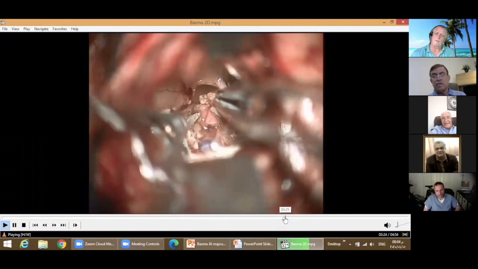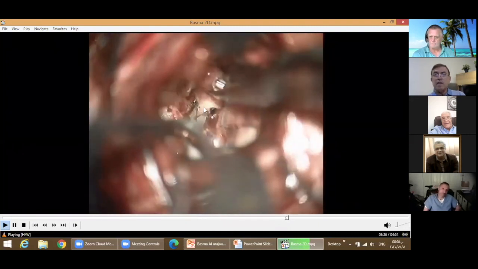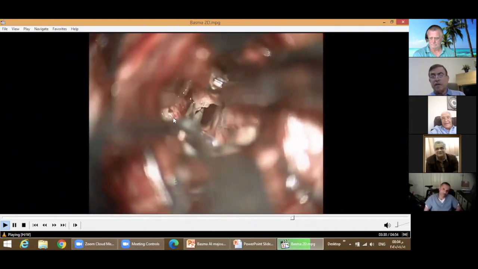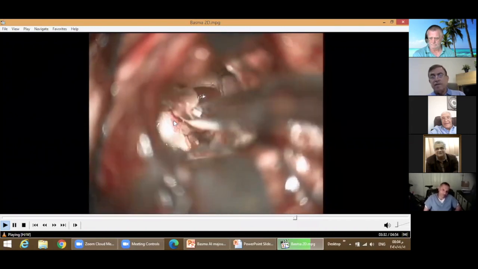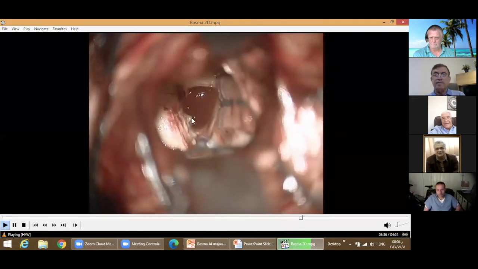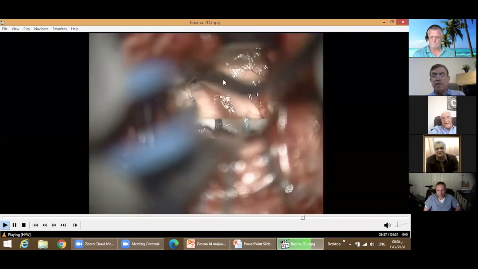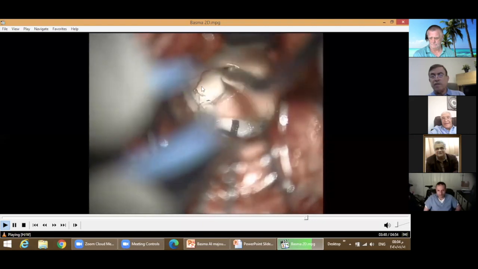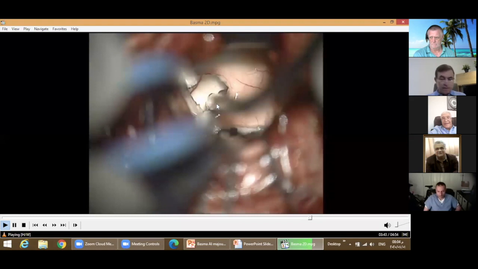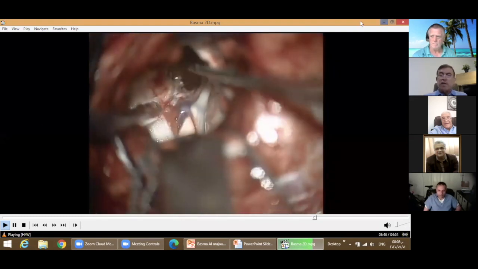So this is the last piece. And you can see that we kept the column of the fornix intact. So here you are, opening of the foramen of Monroe, saving it, and at the end of the surgery, I opened the septum lucidum so that there is communication between the two ventricles. Okay, we'll go for the third one.